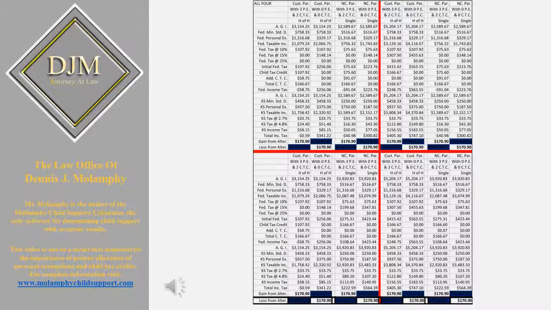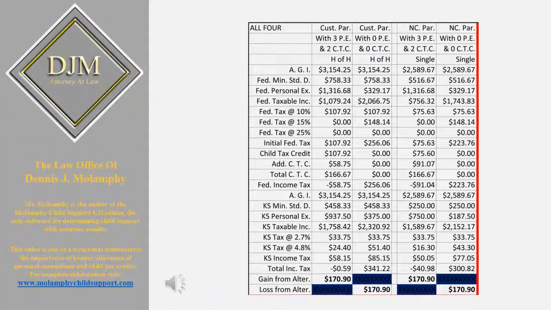The first pair has the custodial parent's AGI at $3,154.25 and the non-custodial parent's at $2,589.67 for the upper left corner. The second column has the tax calculation when the custodial parent has all of the personal credits, and the third column when the custodial parent has none of them.